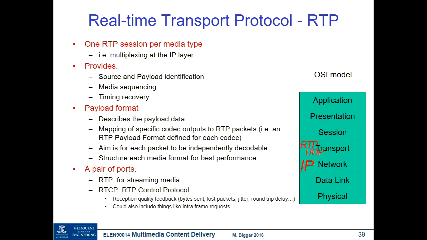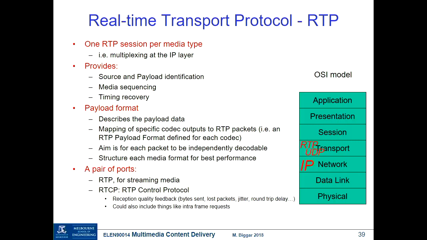It includes a field that describes the payload format, so that we can map specific codec outputs to the RTP packets. There's a separate RTP payload format defined for each codec, all in the IETF RFCs. And as I mentioned before, the aim is for each packet to be independently decodable.